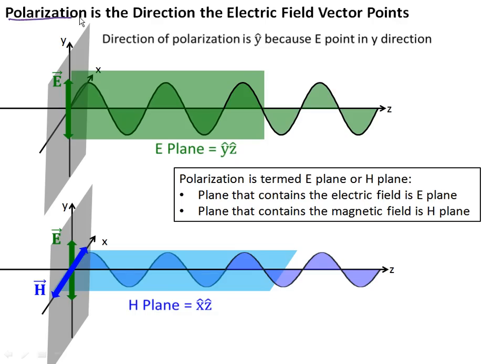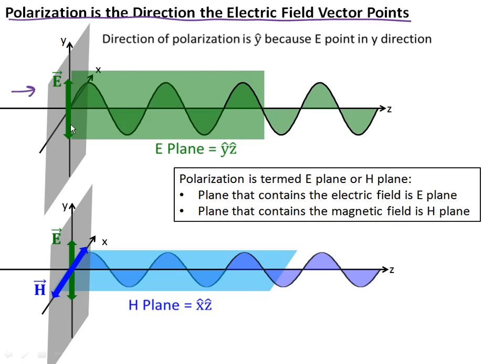So the topic for today is polarization, and polarization is just the term we use for the direction the electric field vector points. Because this wave is changing in space and time, the electric field vector may point in different directions as a function of space and time. And that's what polarization describes.